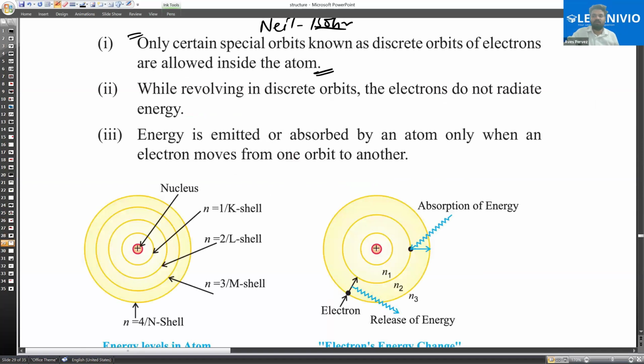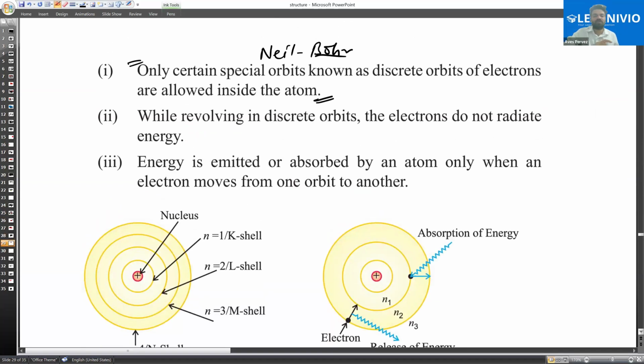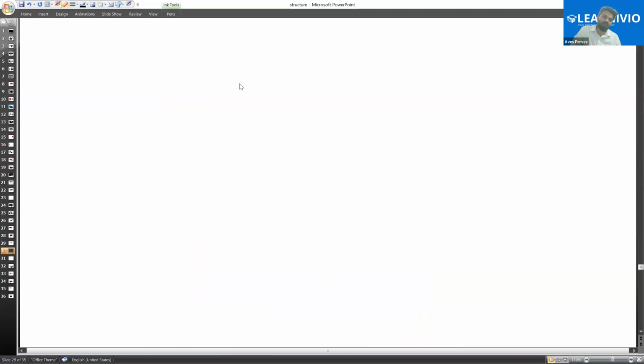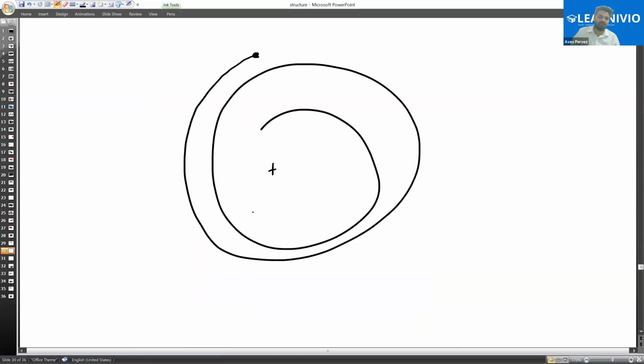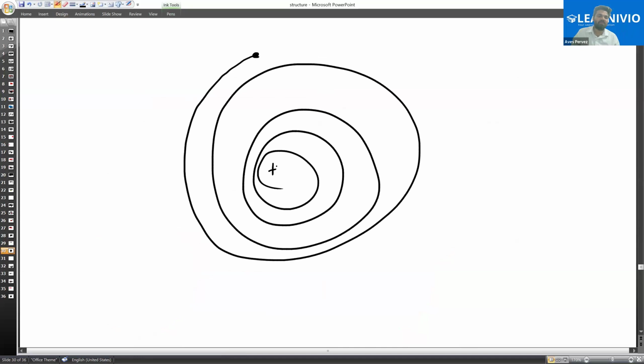Even so, one more thing is that he was not able to explain, according to this rule, the emission spectrum of hydrogen. When hydrogen electrons release energy, we see that the emission is not continuous. For example, if the electron is continuously revolving and making a spiral path, it would continuously radiate its energy. But we see that discontinuous energy is being released.